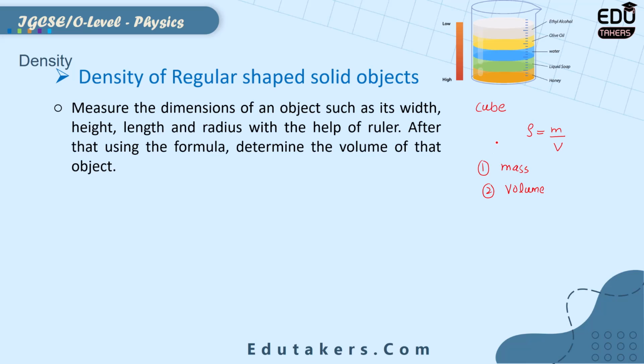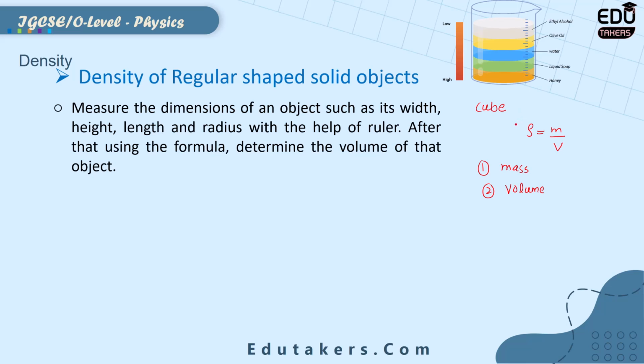So how can you find out the volume and the mass? The volume is calculated by using the same formula that I already told you for the cube. Just multiply the side length 3 times. I can simply say that for any regular shaped solid object, you need to find out the dimensions of that object, such as width, height, length or radius. All of these you can measure with the help of a ruler. After that, use the formula for the volume of that regular shaped solid object. Put in the values, and you get the volume of that object.